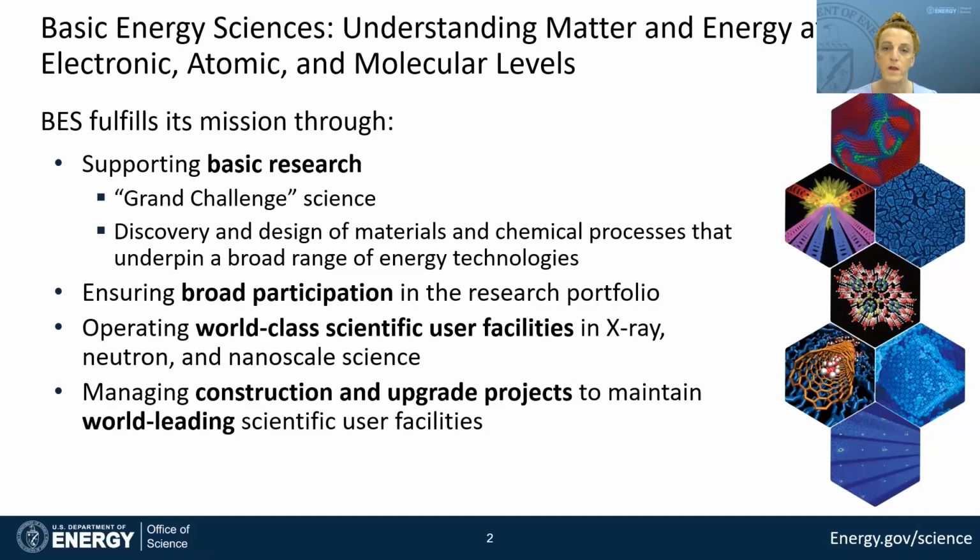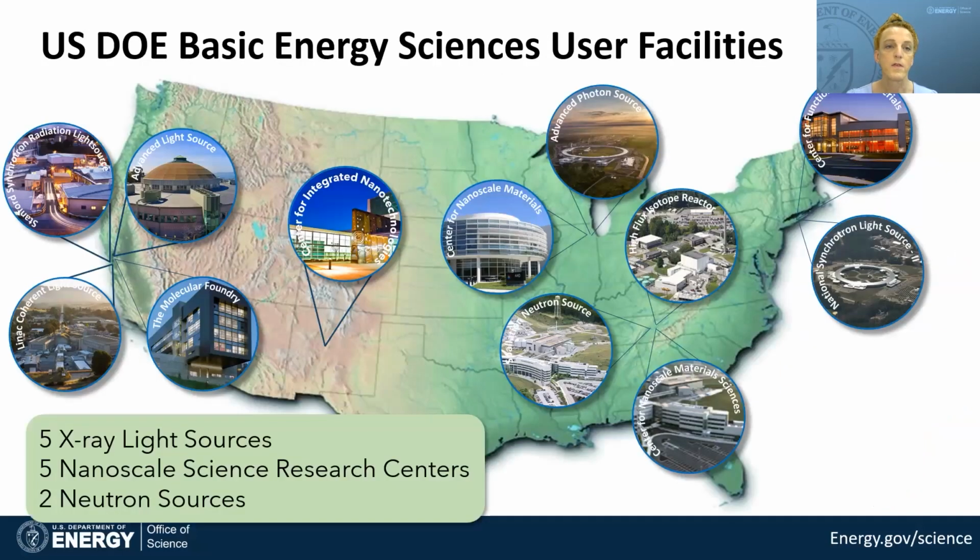We can go to the next slide. This is just a map of where they are. We have 5 X-ray light sources, 5 nanoscale science research centers, and 2 neutron sources, and they're scattered around the country at our national labs.